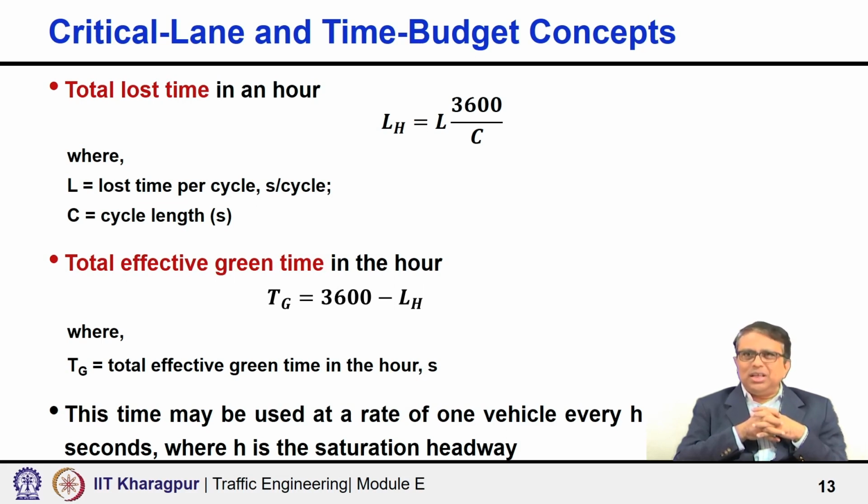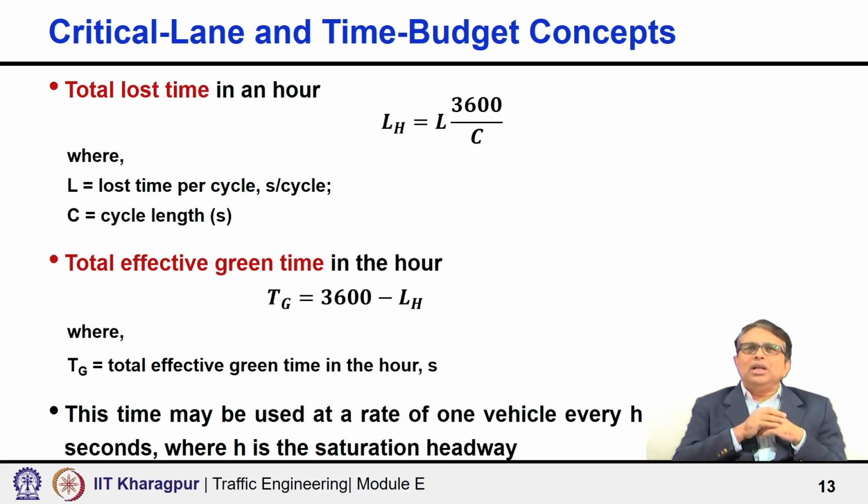That is loss time per cycle multiplied by the number of cycles in 1 hour. So, you have 3600 seconds, and capital C is my cycle length. So, how many cycles are there? 3600 by C. Each cycle, the loss time is L. So, then what is the total loss time per hour? LH equal to L into 3600 by C.